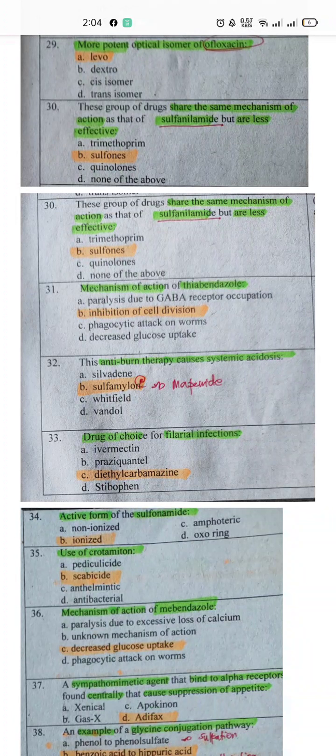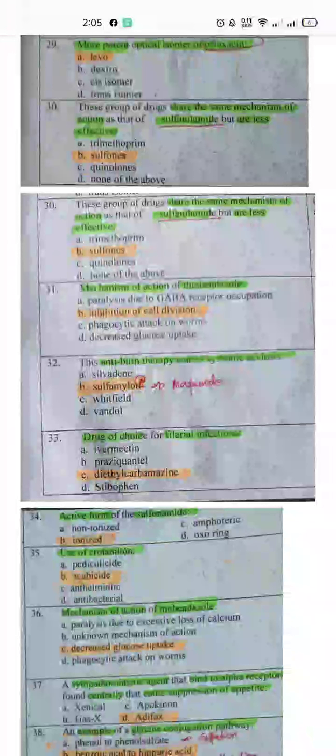Number 36. Mechanism of action of mebendazole is to decrease the glucose uptake. Mebendazole is a broad-spectrum anthelmintic that is effective against a variety of nematode infestations, which include whipworm, pinworm, roundworm, and hookworm. And its mechanism of action is to decrease the glucose uptake in helminths.